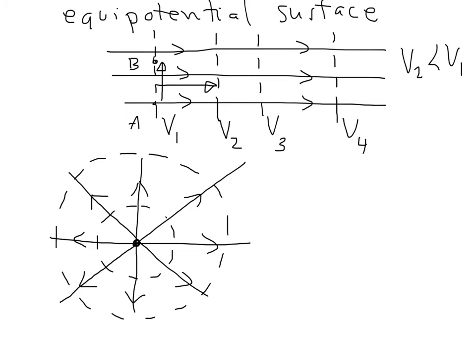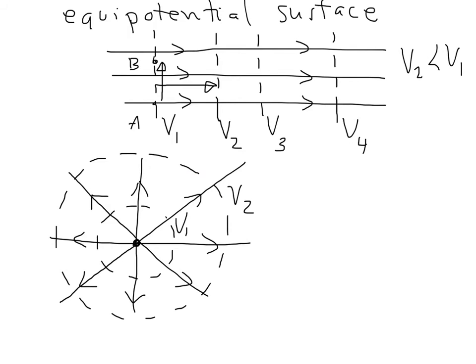And if you can remember that rule, that in the direction of the electric field, the potential decreases. So the electric field points in the direction of decreasing potential. The same argument holds here. Let's label these potentials V2 and V1. So the inner surface here has a potential V1 on it. This one has a potential V2.